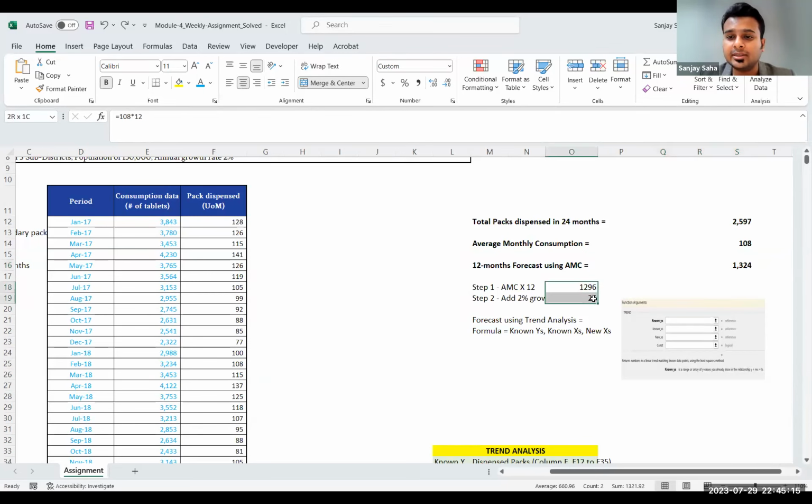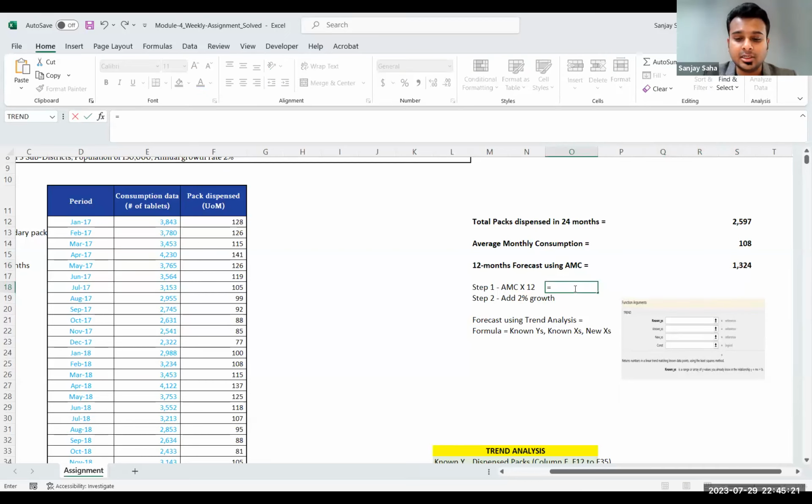So when we take the assumption of 2%, if we use the same formula again, we multiply the AMC, which is 108, by 12, and then we need to add 2% of the forecast into it. So Q14 times 12 times 2%. Okay, yes. So for some reason now it's giving us the correct answer.